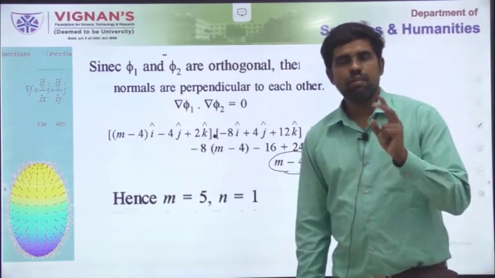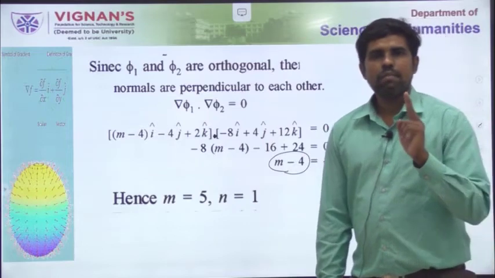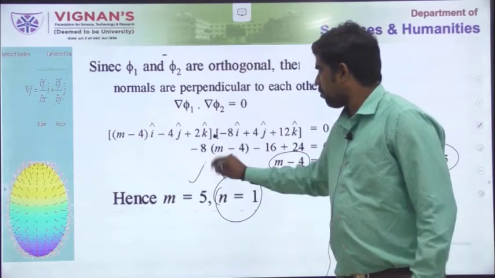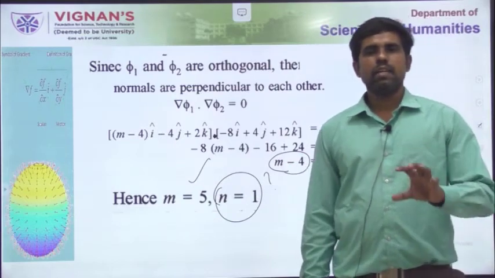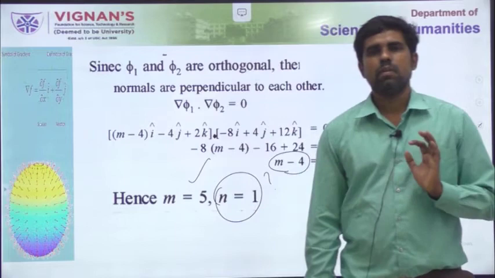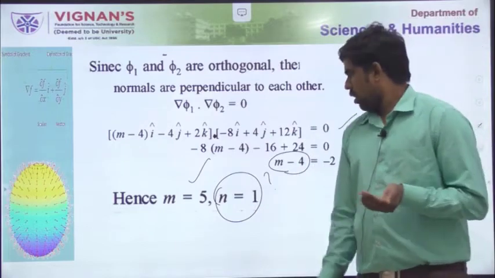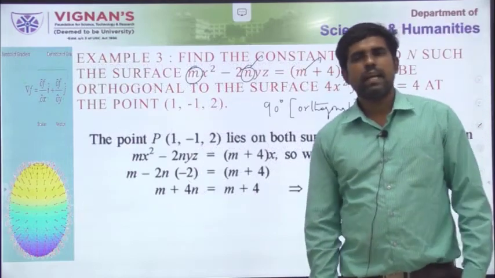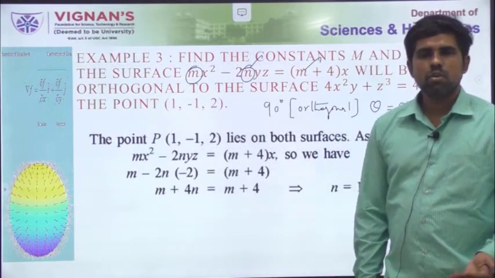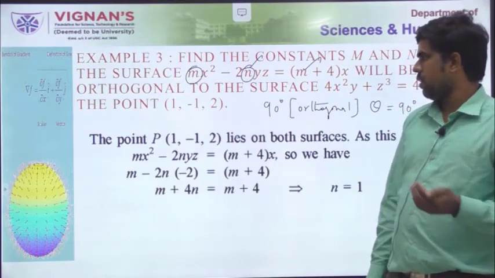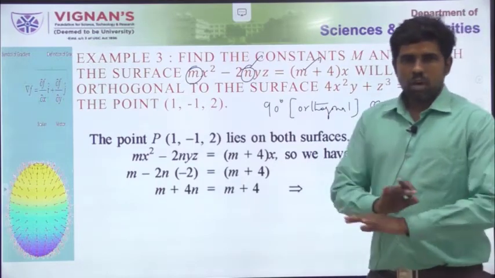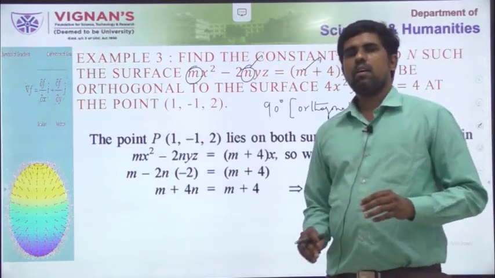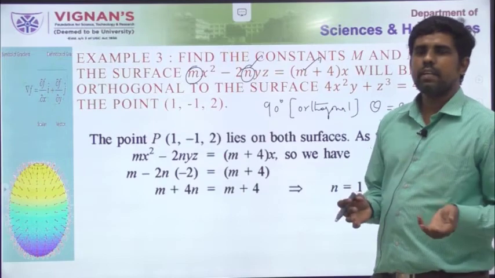So I need to find two values. Now I found only one value. The other I have to find. Okay, this I found, m is equal to 5, by using that orthogonal condition, perpendicular condition. So now how to find n, which is equal to 1? What is the other concept that I can use? How am I going to find n? Look at this. So the orthogonal concept is over. I have to search for another way to find the n value.